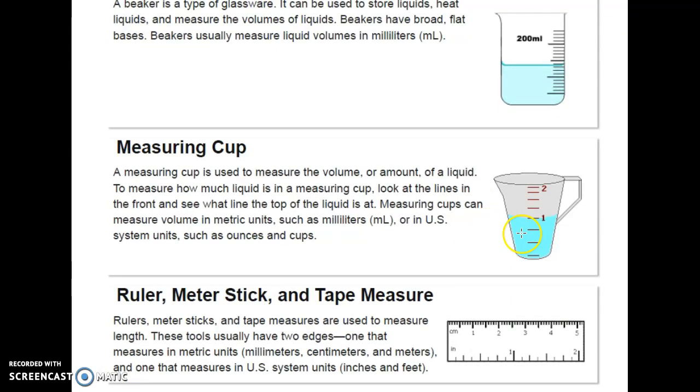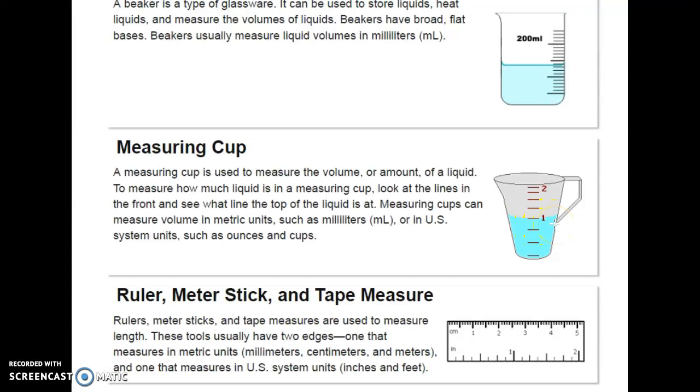A measuring cup. This one probably is familiar to you already. A measuring cup is used to measure the volume or amount of a liquid. To measure how much liquid is in a measuring cup, look at the lines in the front and see what line the top of the liquid is at. You see the picture? It's at 1.